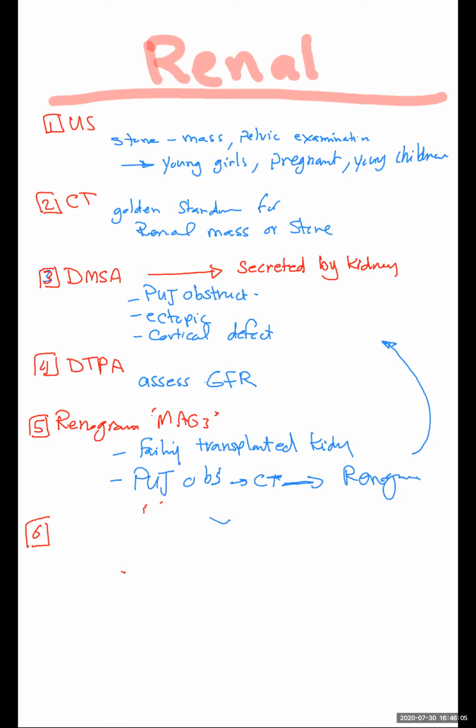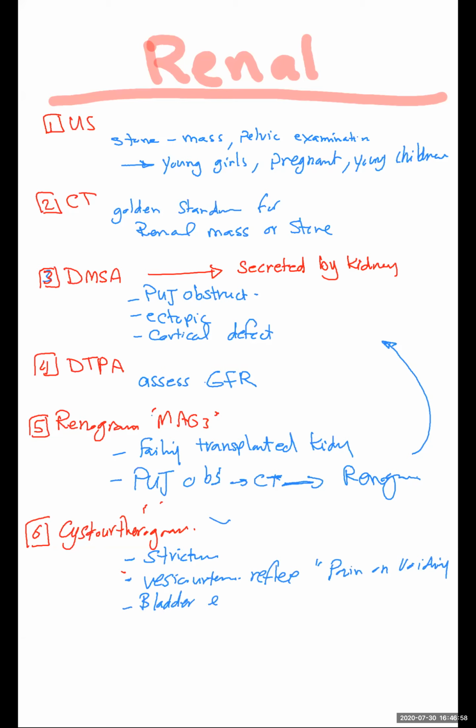Cystourethrogram. First, I will give the conditions for it. Cystourethrogram can be used in many conditions. Number 1, stricture. Number 2, vesico-ureteric reflux. Vesico-ureteric reflux, patient will come with pain. Remember this word, on voiding. Okay. Plus bladder and urethral injuries. Okay, bladder or urethral injuries.